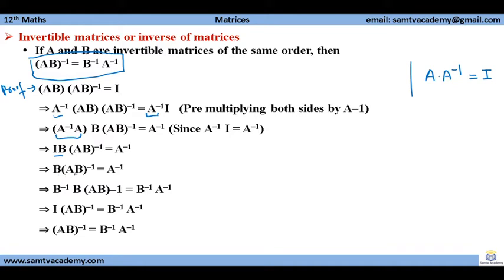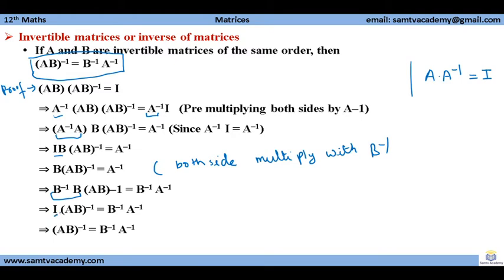Now B multiplied, I can be removed. So B multiplied with (AB) whole inverse equals A inverse. Now here one more step, we will multiply both sides with B inverse. So here we have multiplied both sides, then it will be equal. So B inverse into B, and this is (AB) whole inverse, and it will become B inverse A inverse. Now this is equal to I.